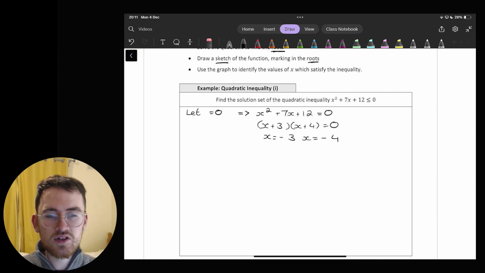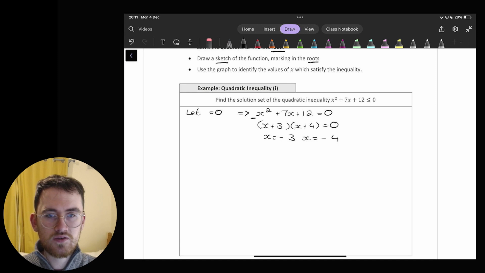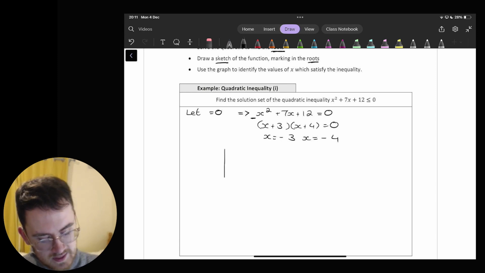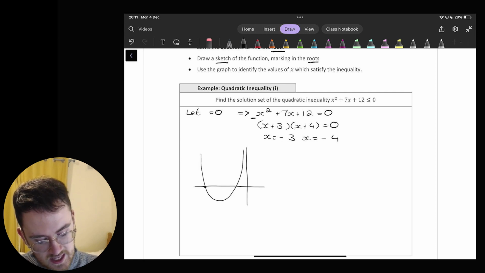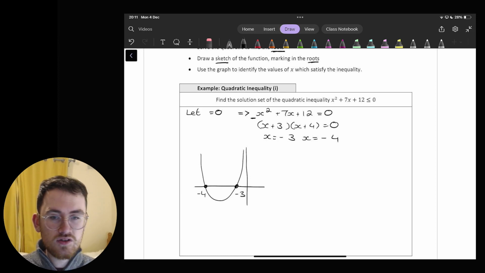Okay, looking at my quadratic here, I can see it's a positive leading coefficient, positive coefficient of x squared. So I'm expecting a nice U-shaped quadratic, which has two roots, both negative. So let's keep our sketch. It is a sketch, but let's try and keep it somewhat accurate. So I keep my roots to the left-hand side. My two roots, minus 4 and minus 3, I've plotted those in.